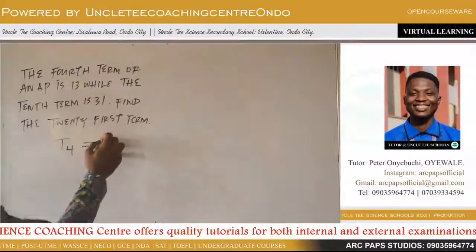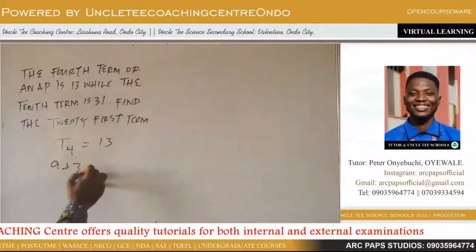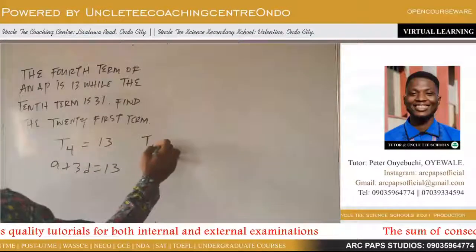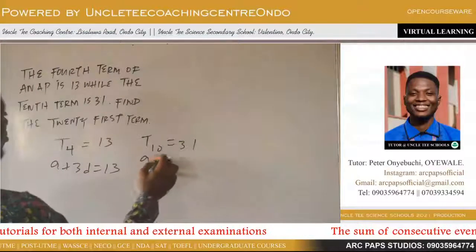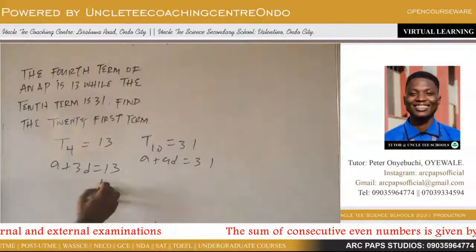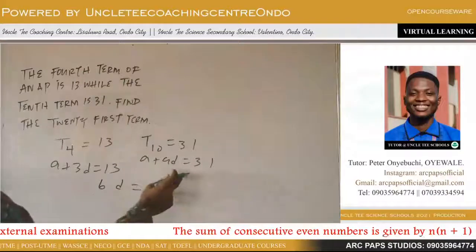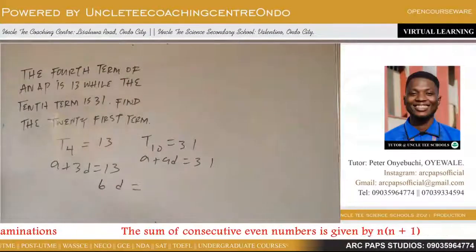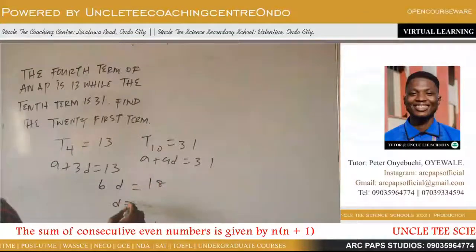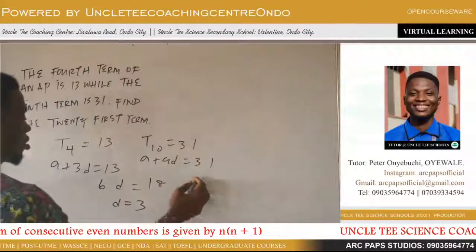In this particular question, the fourth term of the AP is 13, that is, A plus 3D is equal to 13. While the 10th term is 31, that is, A plus 9D is equal to 31. Now we have to find the 21st term. When you subtract equation 1 from equation 2, you get 6D is equal to 18, our D is equal to 3.